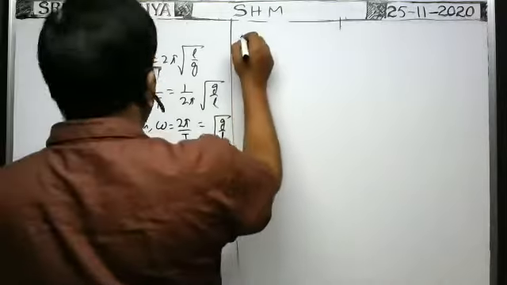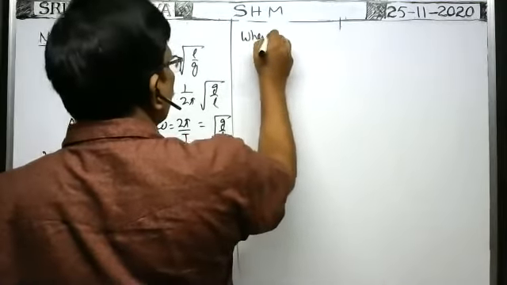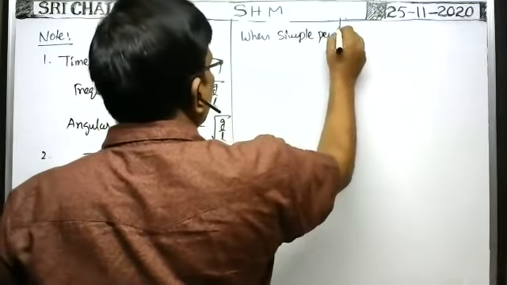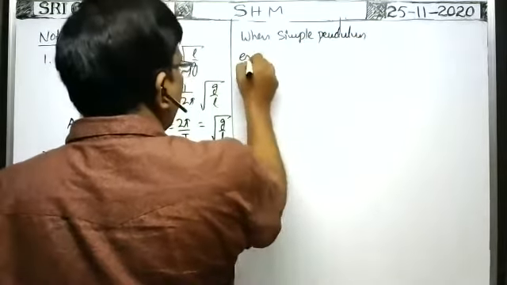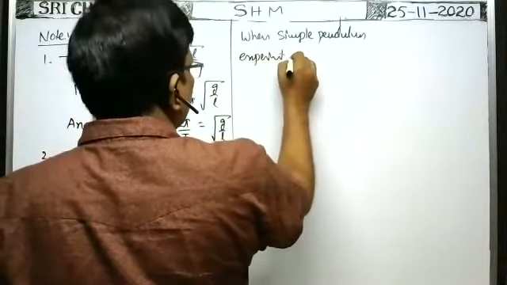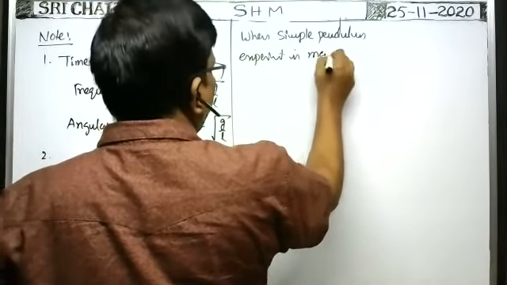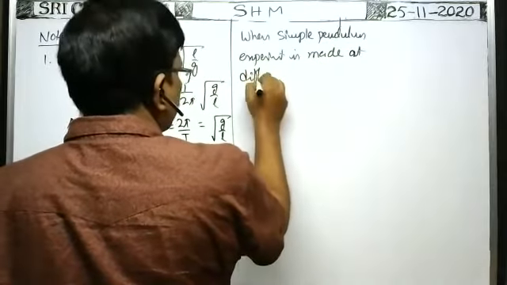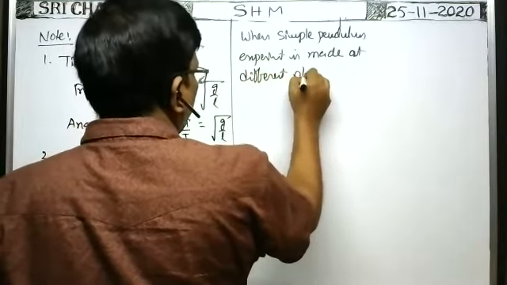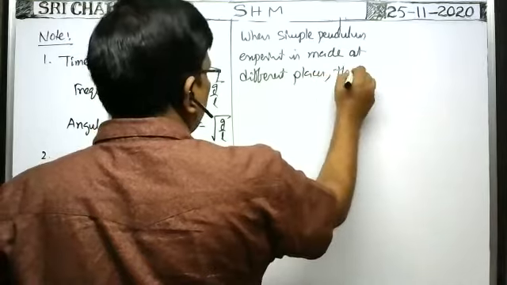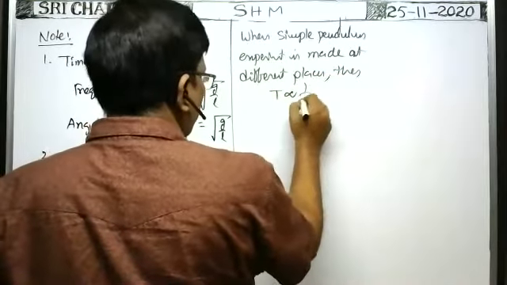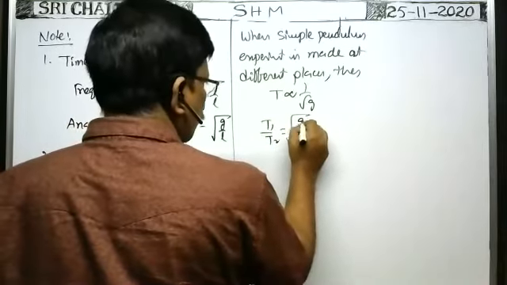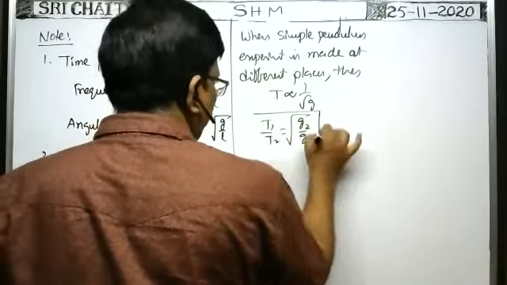That's why when simple pendulum experiment is made at different places, then T is inversely proportional to root g. So T1 by T2 is equal to root of g2 by g1. It is the formula.